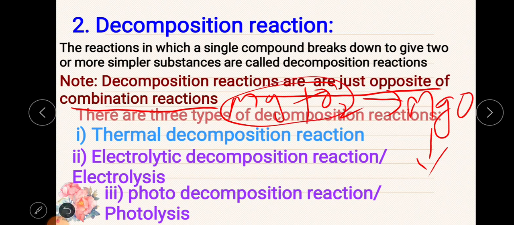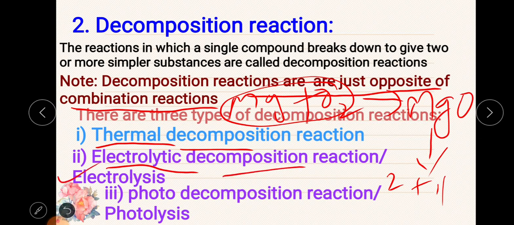So a single reactant will give two or more products. That is a decomposition reaction. In this decomposition reaction, there are three types. If the decomposition occurs by heat, we call it thermal decomposition. If the decomposition reaction occurs by electricity, we call it electrolytic decomposition reaction, or electrolysis. And if the decomposition occurs by light, we call it photo decomposition, or photolysis.